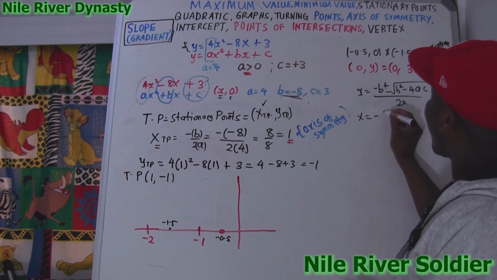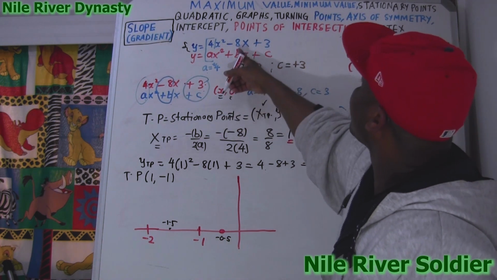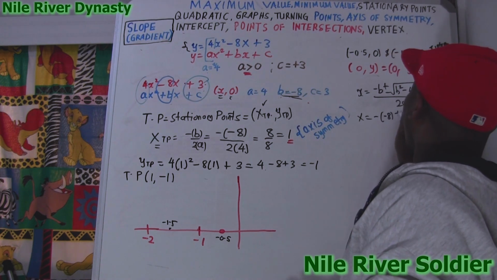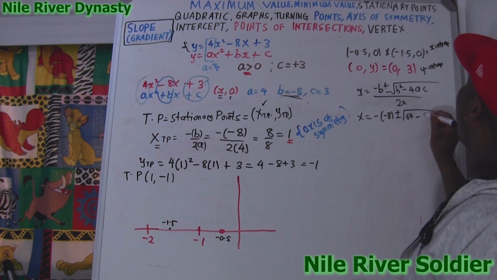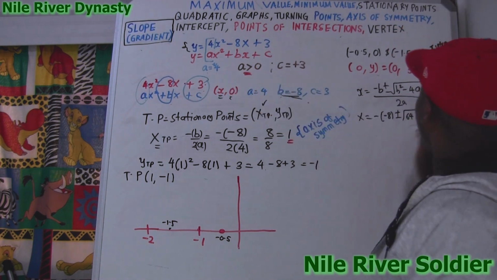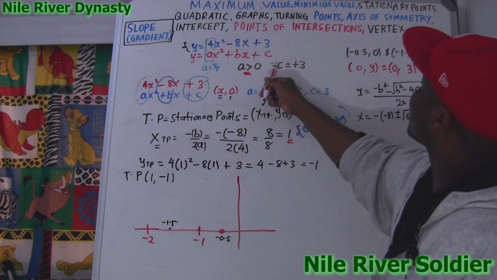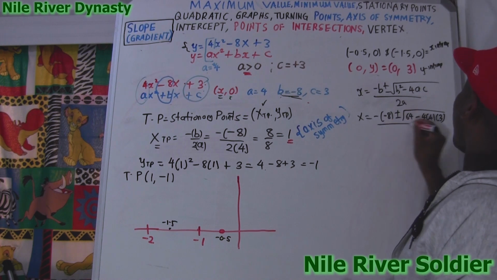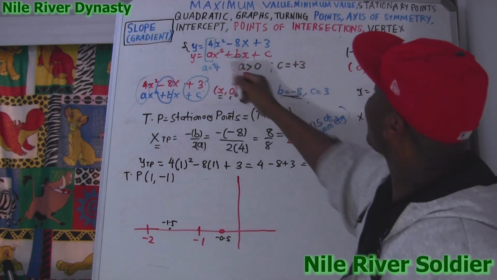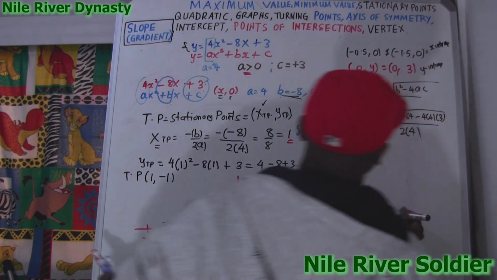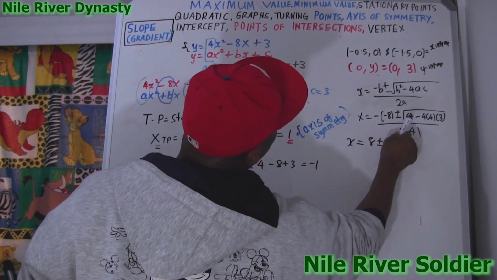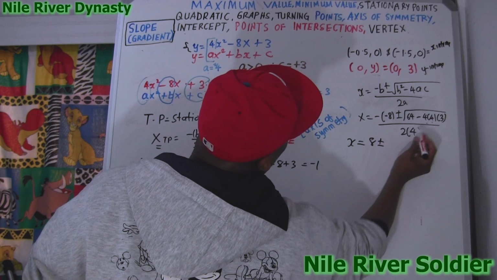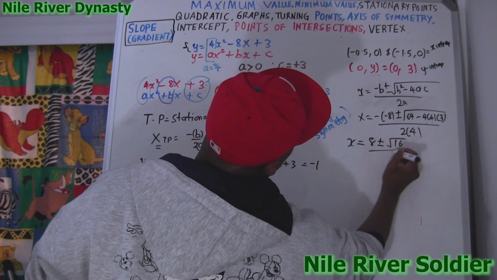So x equals negative b, and b equals negative 8, plus or minus the square root of negative 8 squared, which is 64, minus 4 times a. What is a? a equals 4, times c. What is c? c equals 3. And then 2 times a equals 8. Okay, cool. So x equals, okay, this positive 8 plus or minus, this is going to be 64 minus 48, which is 16, square root over 8.